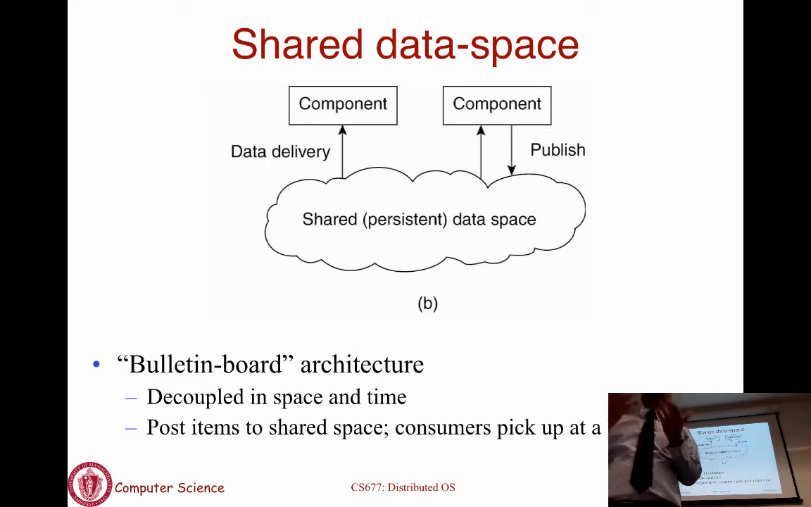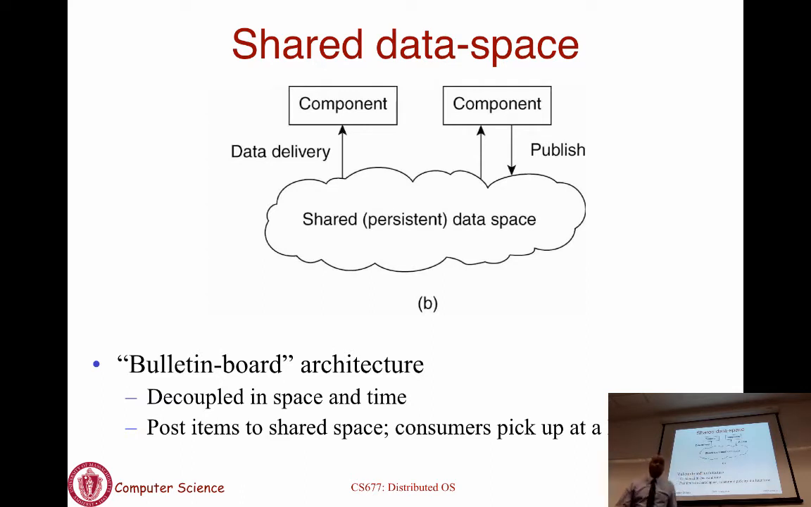Okay, if the components are looking for it, that is the pull model. They're pulling information. If you register your interest to the bulletin board saying, anytime somebody posts a notice about furniture for sale, tell me, or a used car, tell me, that's a push model. Both are possible. Okay. The interesting thing that is different from the event-based architecture is this is decoupled in time.